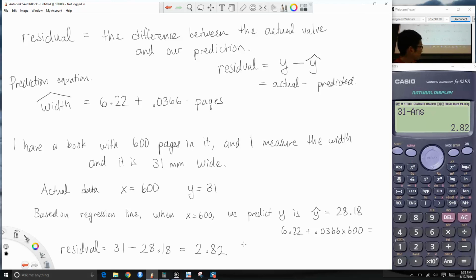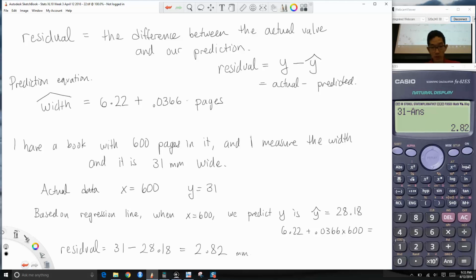So my residual is 2.82 millimeters. Okay, and so this is one way to measure how good our model performs. If we have actual data values, we can measure how much of a difference there is between the actual data values and the predictions we're making for it. Was there a question over there?